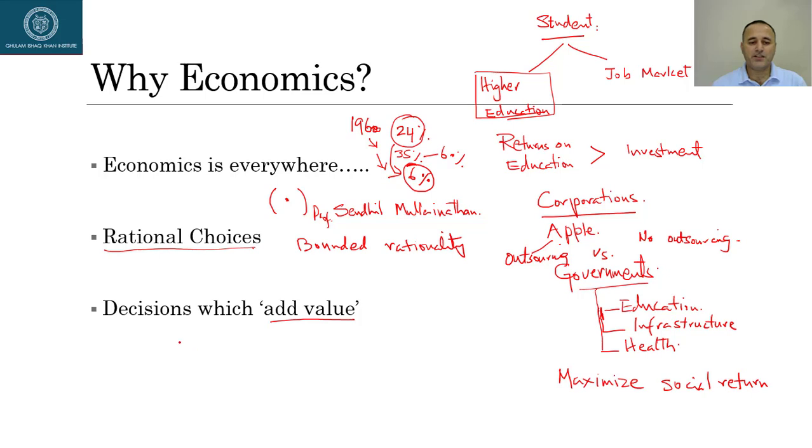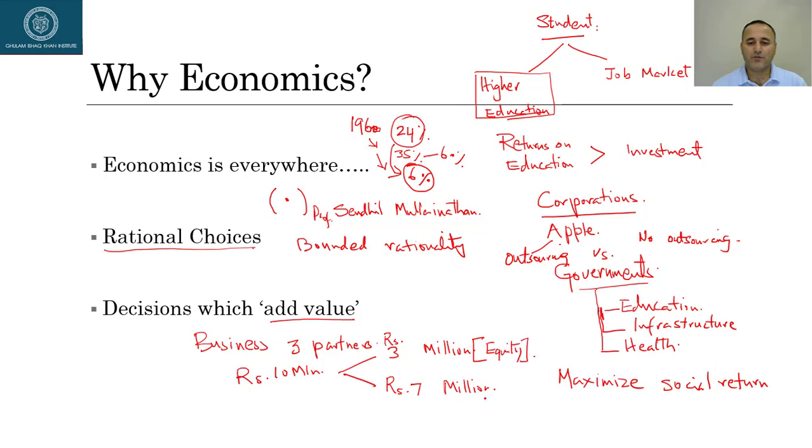Adding value, what it really means in simplest words: suppose you would like to start a business with your two partners, so three partners in total, okay? And the startup will cost, let's say, 10 million rupees. Each partner contributes 1 million, so the total contribution by partners is 3 million rupees. And the remaining 7 million is raised from the capital market through either a bond issue or, for example, borrowing from the bank. So this is technically called equity, and this is called debt.